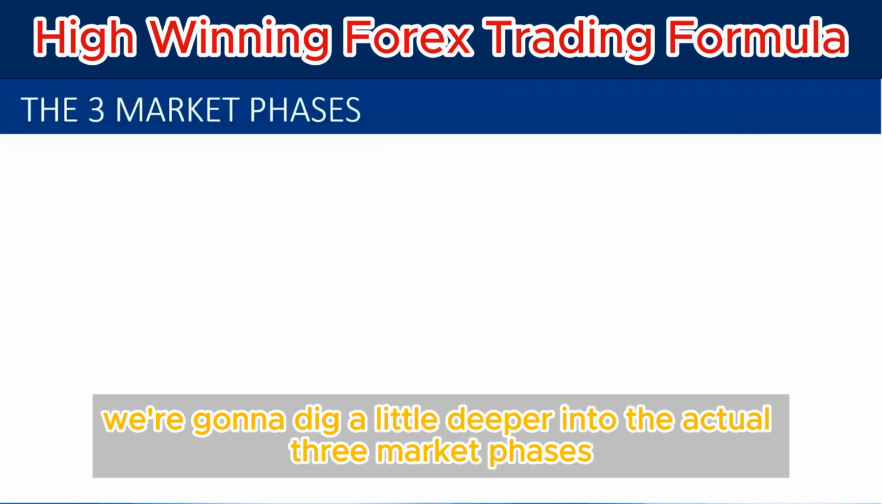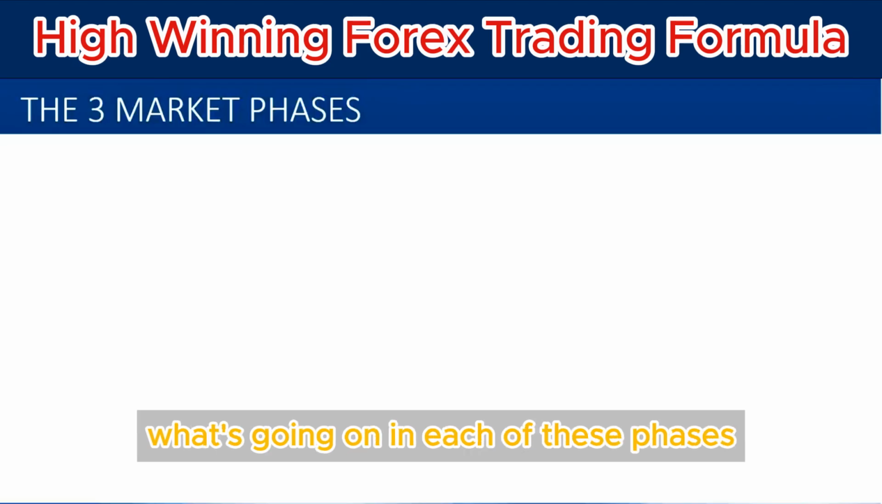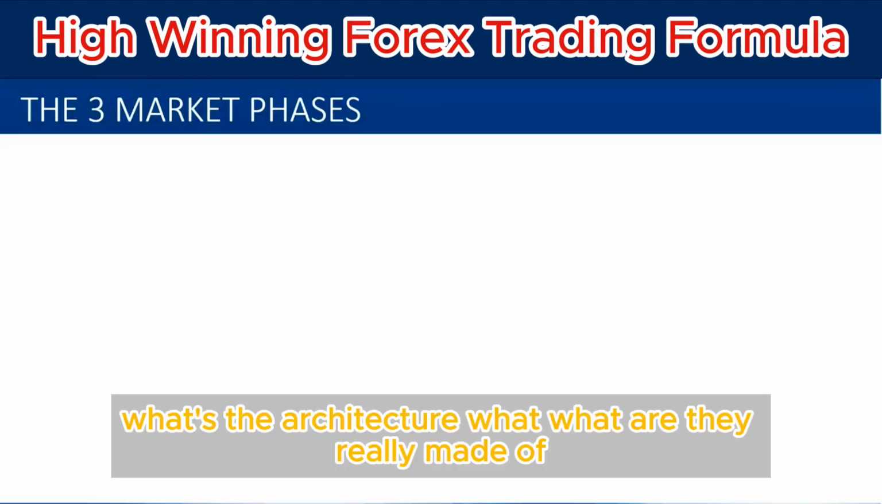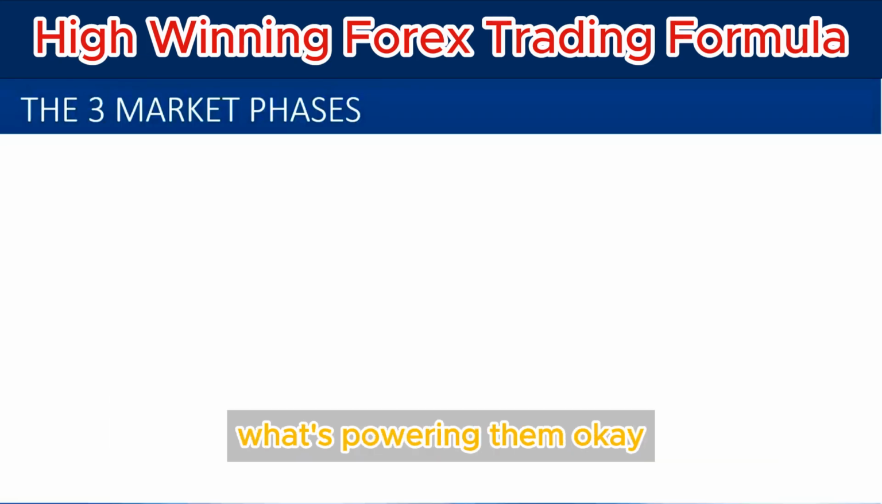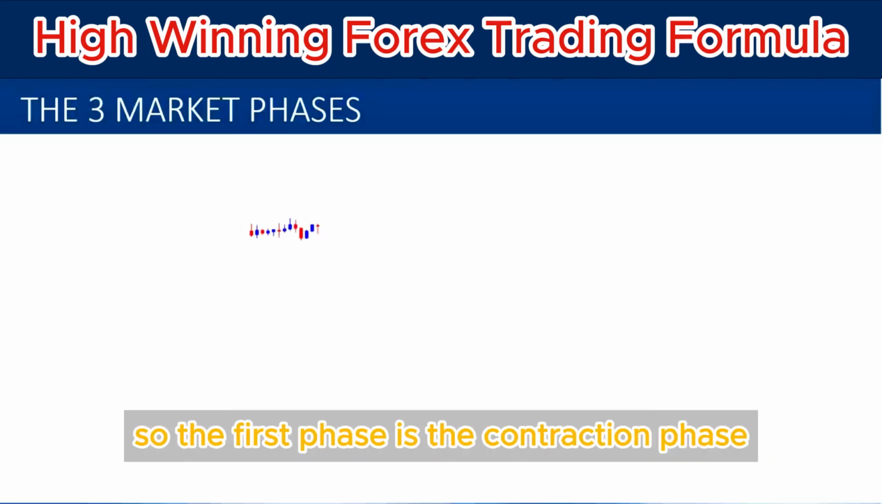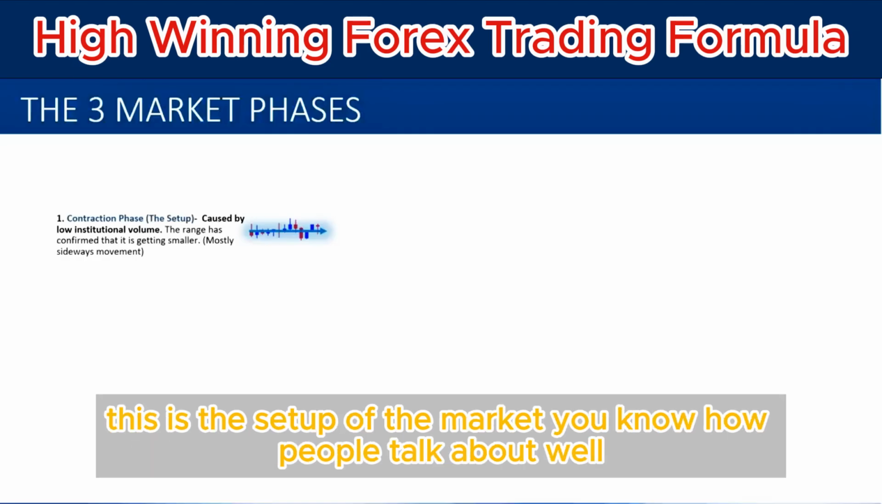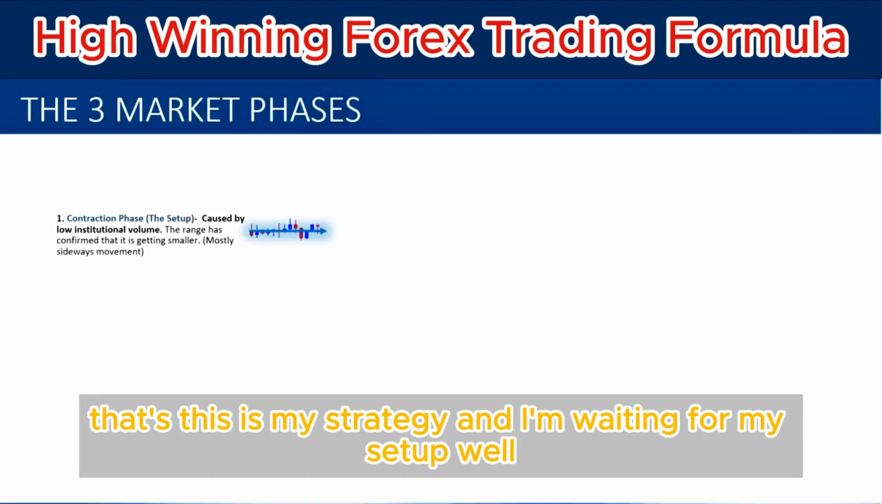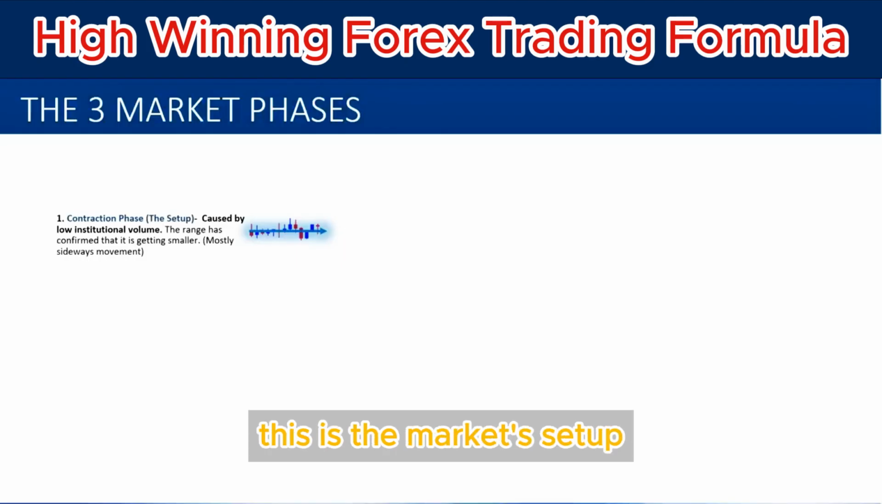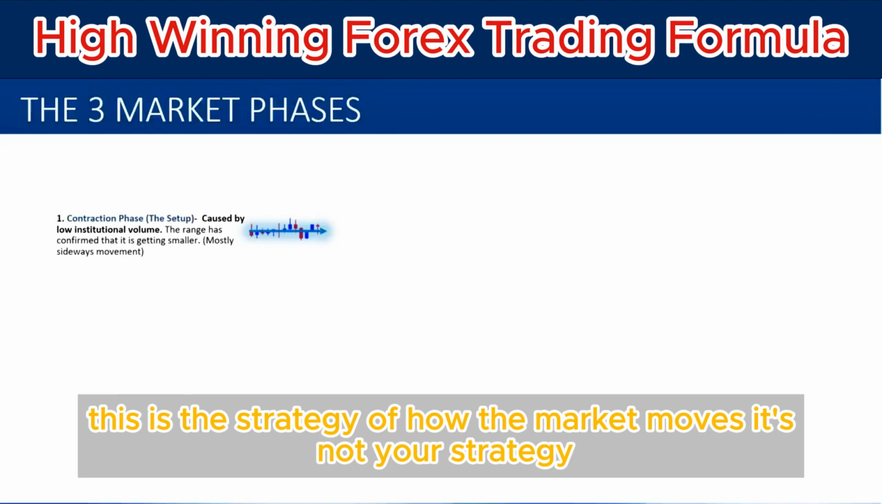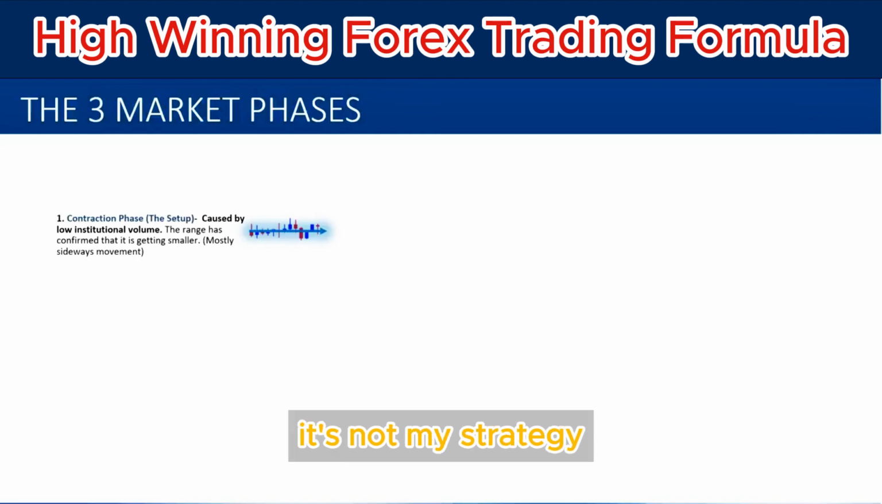So now we're going to dig a little deeper into the actual three market phases. What's going on in each of these phases? What's the architecture? What are they really made of? What's powering them? Okay. So the first phase is the contraction phase. This is the setup of the market. You know how people talk about, well, this is my strategy and I'm waiting for my setup. Well, this is the market's setup. This is the strategy of how the market moves. It's not your strategy. It's not my strategy.